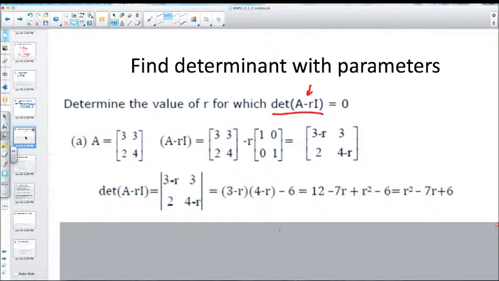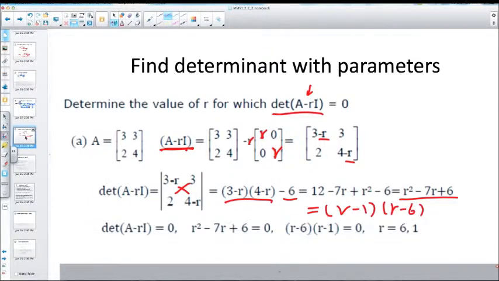The calculation is the same because it's 2 by 2, A minus RI. This is multiplied by R, that's R, that's R. That's why you subtract R on the main diagonal. So the determinant is this product minus 3 times 2, equals 6, equals R squared minus 7R plus 6. Now you know how to factor that. That's R minus 1, R minus 6. And if you make it equal 0, either R equals 1 or R equals 6.